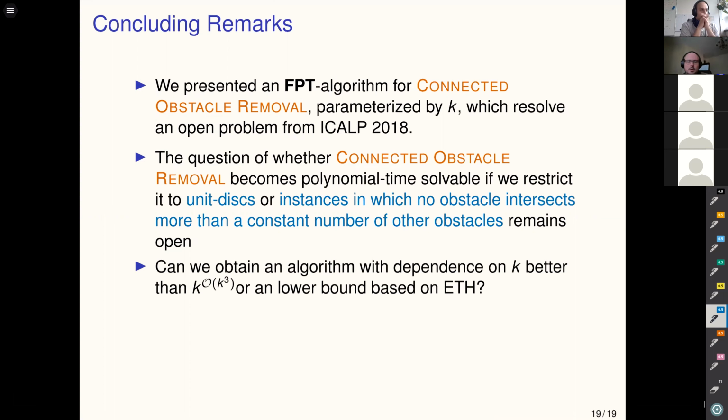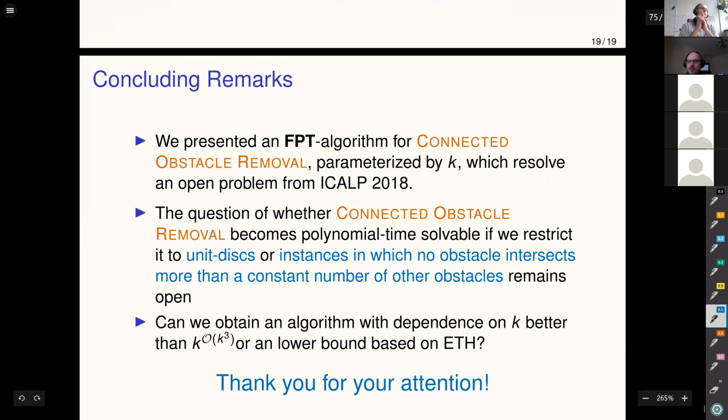And also, it might be interesting to figure out whether this k squared or k cubed is optimal, or whether we can get something better. Okay, thank you for your attention.